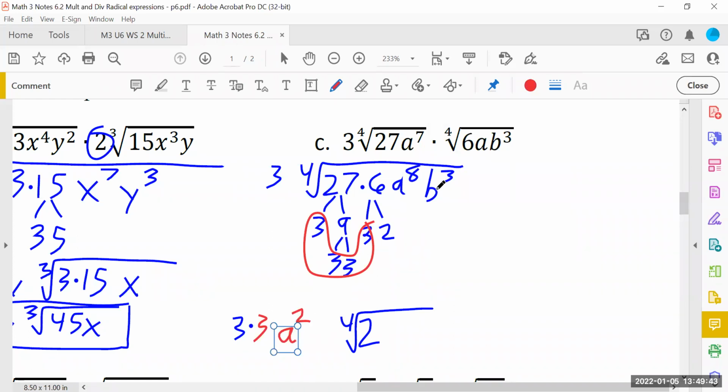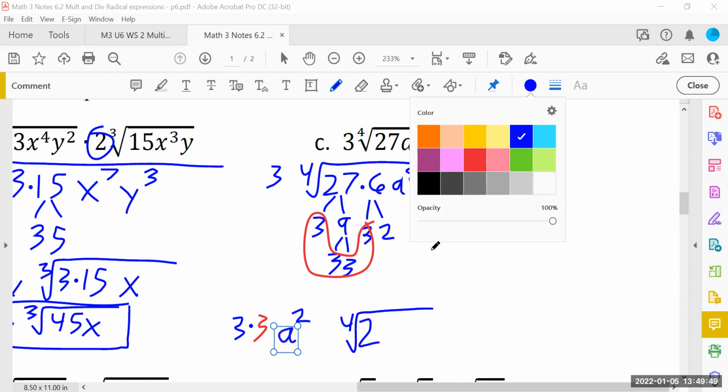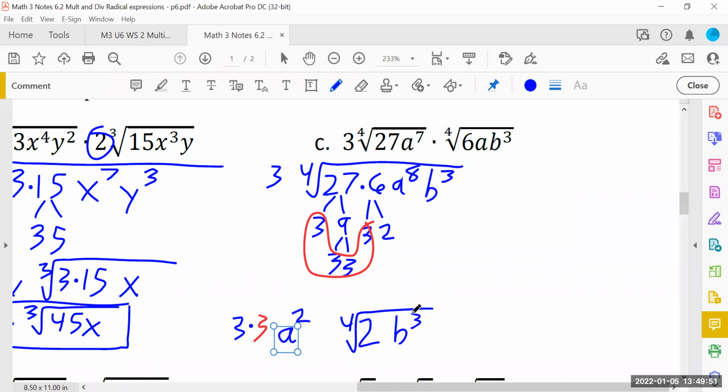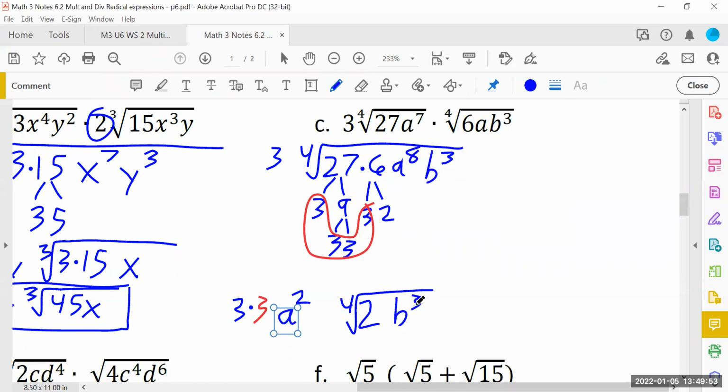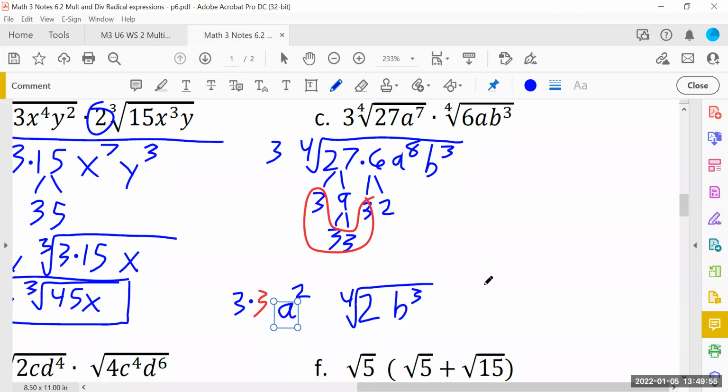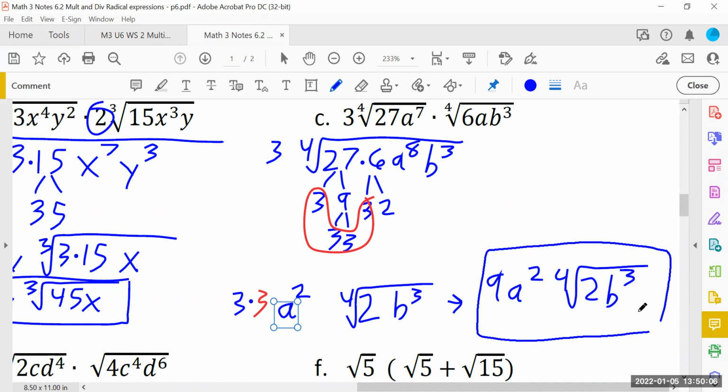And then we've got b to the 3rd. It's not enough to take any out. Does that make sense? So I'm going to leave all the b's inside. 2b to the 3rd. And I think that's it. 3 times 3 would be 9. 9a squared, 4th root of 2b cubed. Anybody see anything missing? Anything we skipped? I think we're good.